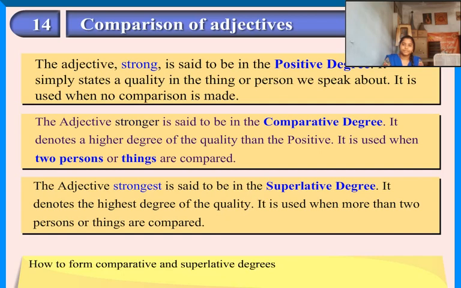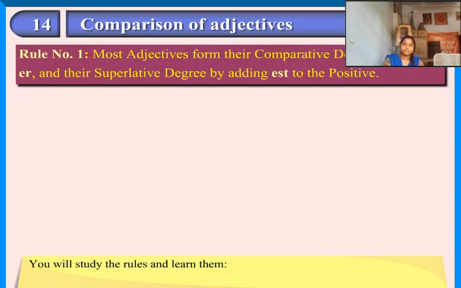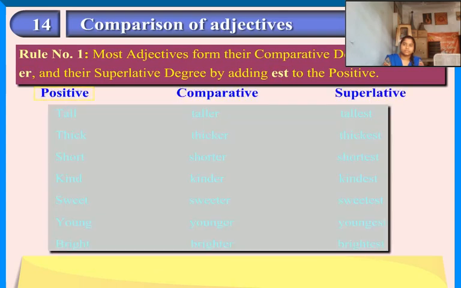How to form comparative and superlative degrees? You will study the rules and learn them. Rule number 1. Most adjectives form their comparative degree by adding er and their superlative degree by adding est to the positive. Positive, comparative, superlative. Tall, taller, tallest. Thick, thicker, thickest. Short, shorter, shortest, and so on.